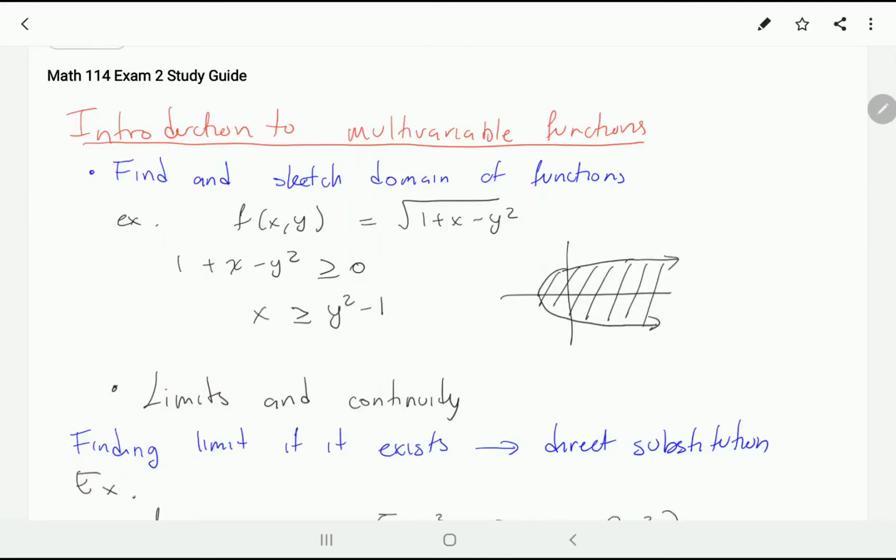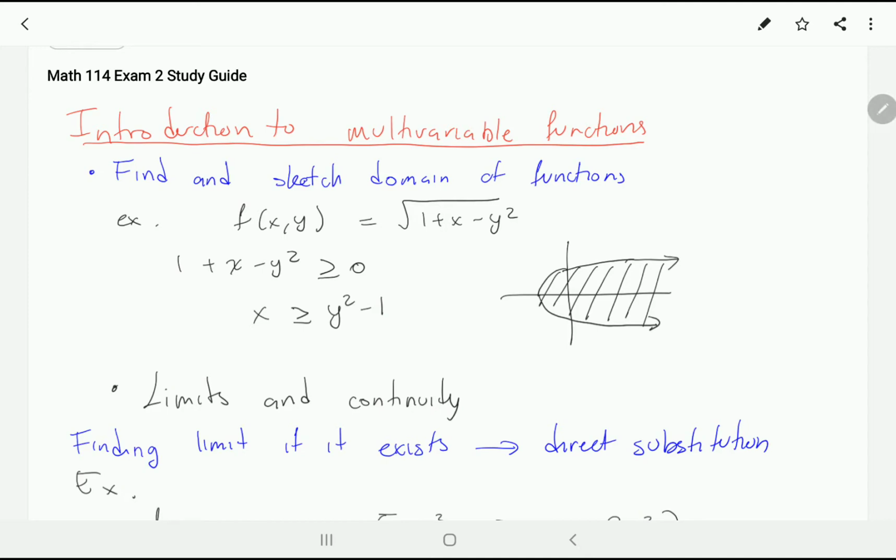Hello. So today I'm gonna go over important topics to know for the Math 114 midterm number 2, or exam number 2, and this class is basically Calculus 3. And the first part is Introduction to Multivariable Functions.